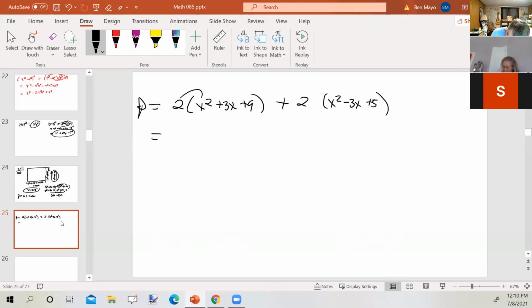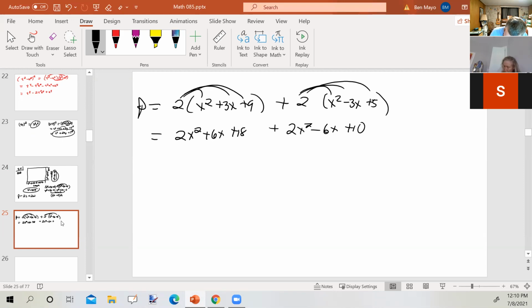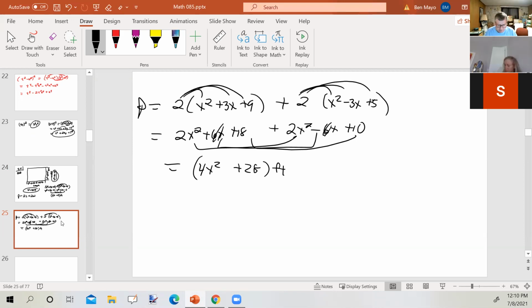All right, so now I've got 2x squared plus 6x plus 18 plus 2x squared minus 6x plus 10, which is 4x squared, those cancel out, plus 28, and that is also feet. Any questions on that? No, it makes sense now.